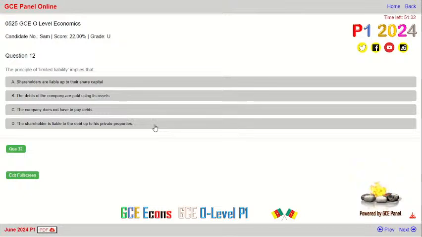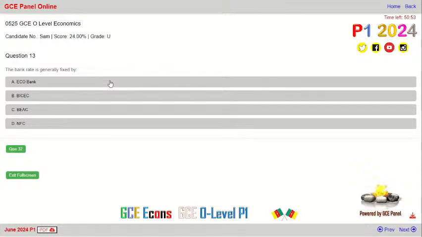Question 12. The principle of limited liability implies that shareholders are liable up to their share capital; the debts of the company are paid using its assets; the company does not have to pay debts; the shareholder is liable to the debt up to his private properties. Well, we know that for limited liability, the shareholders are only liable up to the share of their capital. Their personal properties are not included in this. So the key here is A.